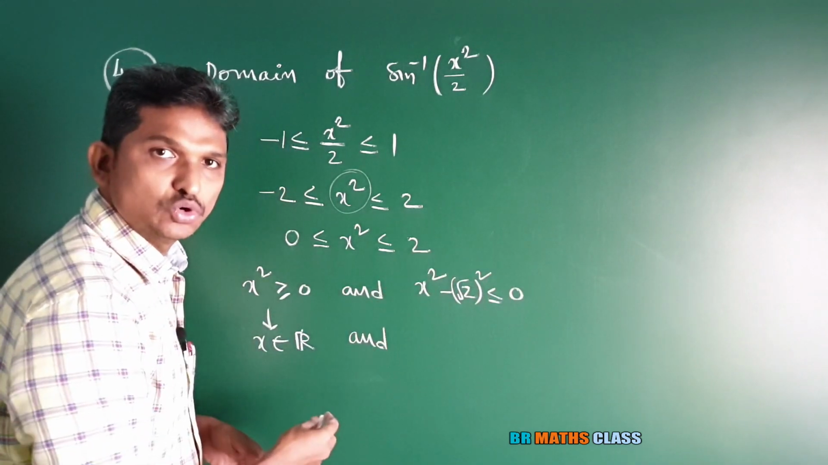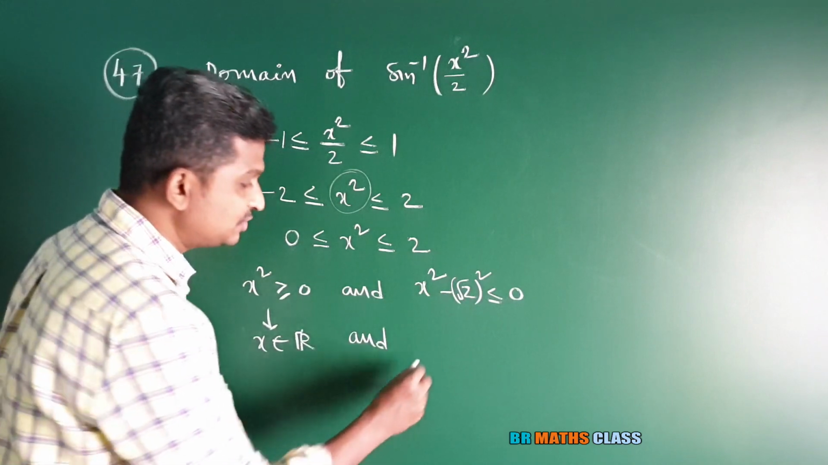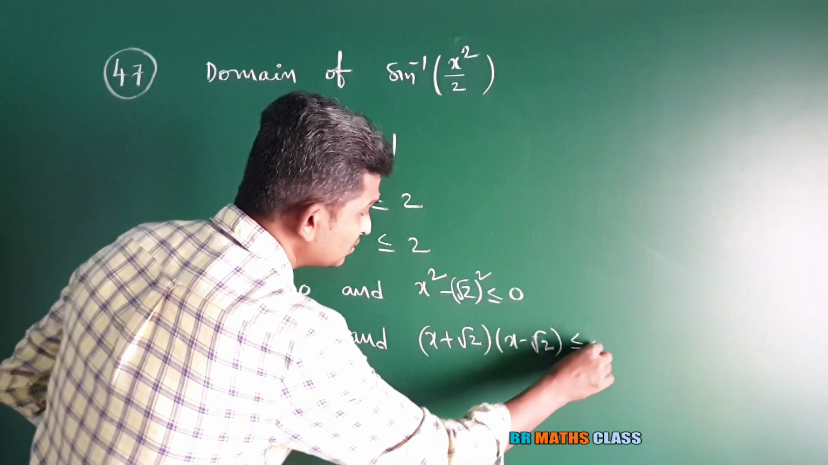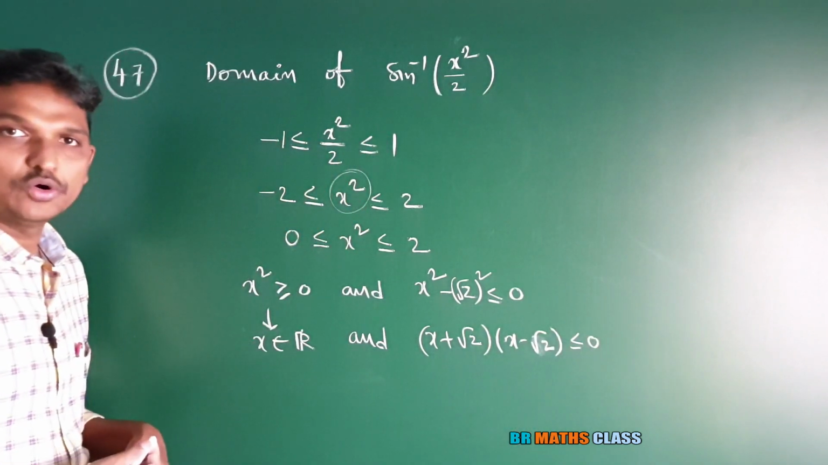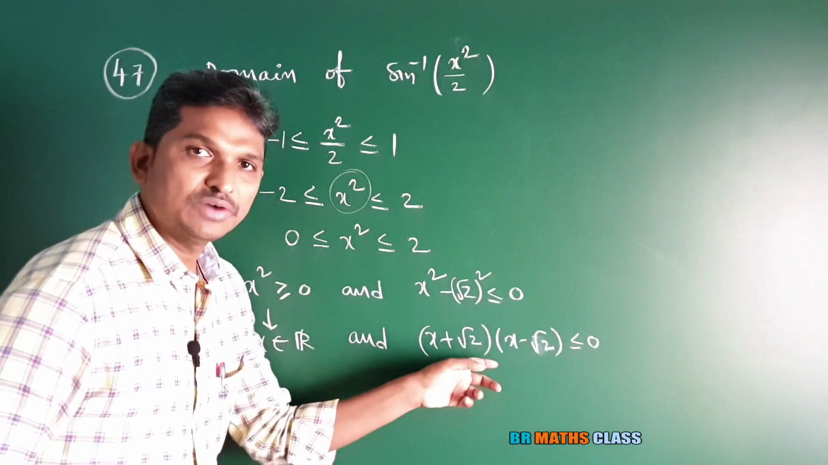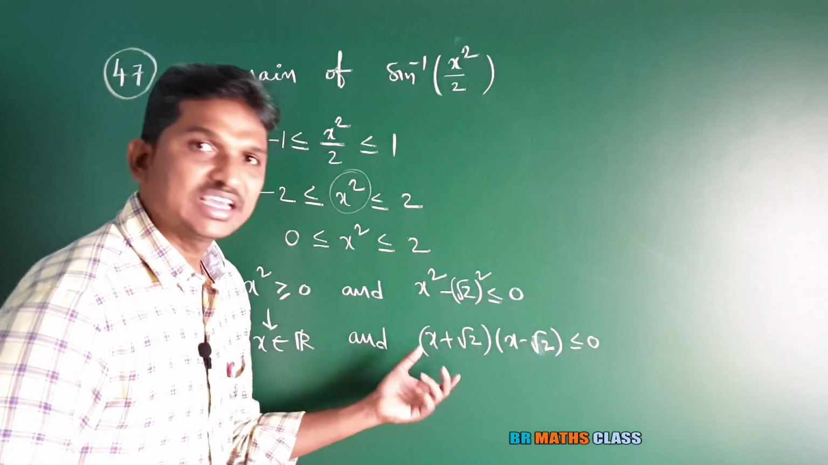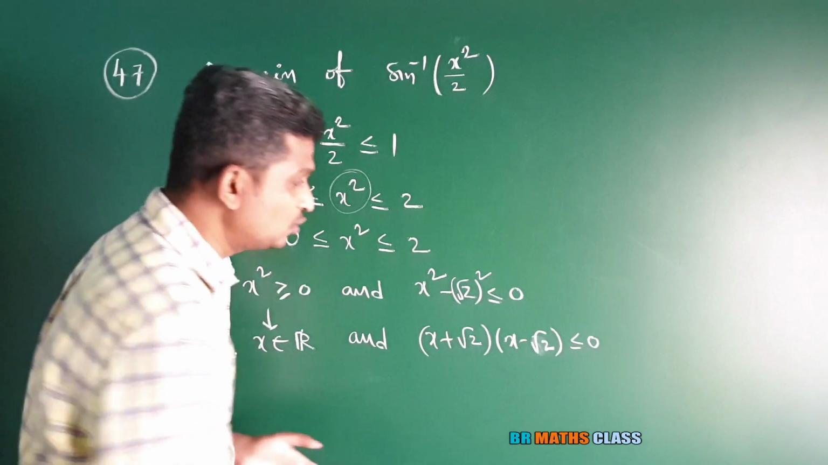2 can be written as root 2 whole square. Now it is in the form of a square minus b square. What is the formula for a square minus b square? x plus root 2 into x minus root 2 less than or equal to 0. You observe this. This is in the form of x minus a into x minus b. By using the wavy curve method, I can easily calculate for what x values this inequality holds good.